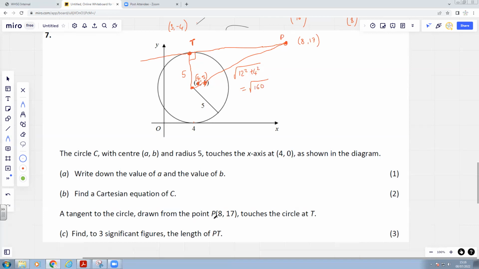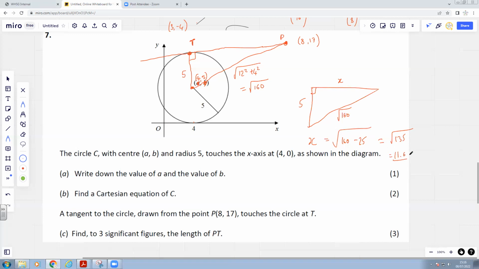And so if I want to find the length of PT, I've got a right angled triangle. That's 5. That's root 160. And I'm being asked to find x here. So I'm going to do that squared minus that squared, square rooted. x equals the square root of 160 minus 25. And that comes to the square root, in exact terms, of 135. But the square root of 135 is 11.6.